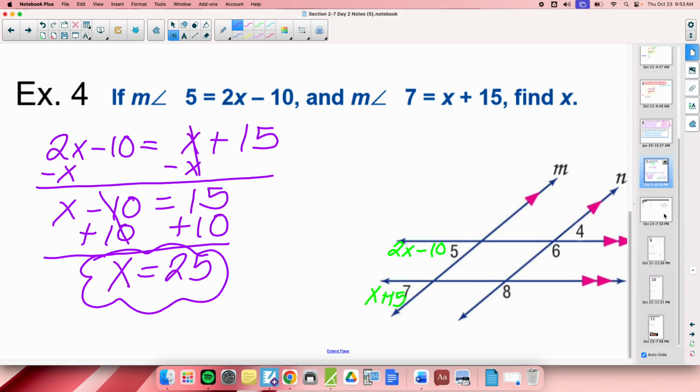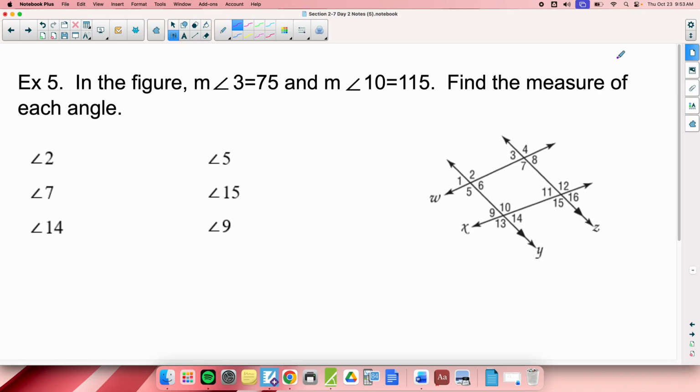All right, now let's go to this page right here. In this problem, what they're telling us is that angle 3 right here is 75, and angle 10 right here is 115.